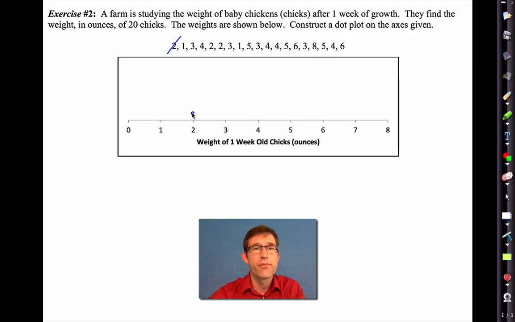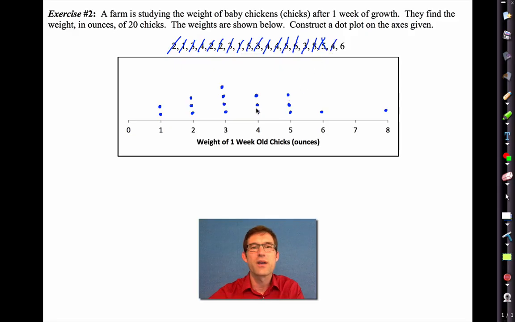We've got one at 2, another one at 1, another one at 3, another one at 4, another one at 2, another one at 2, another one at 3, another one at 1, another one at 5, another one at 3. A bit mindless and maybe tedious, but we're getting the job done. These days, most statistical plotting is of course not done by hand, right? It's done by using computer programs. Whoops, there goes my 5.